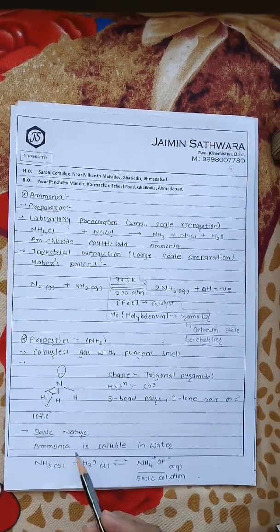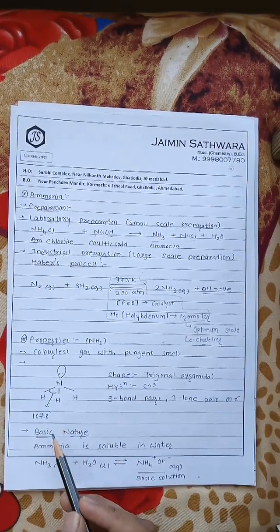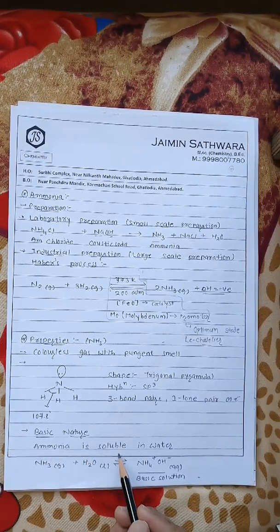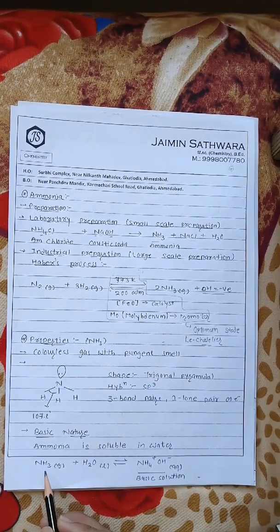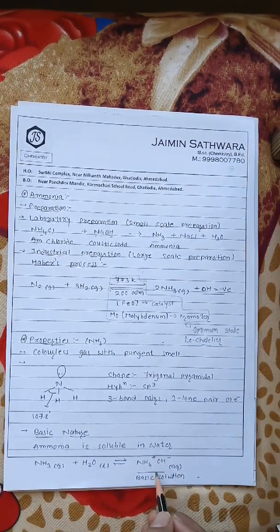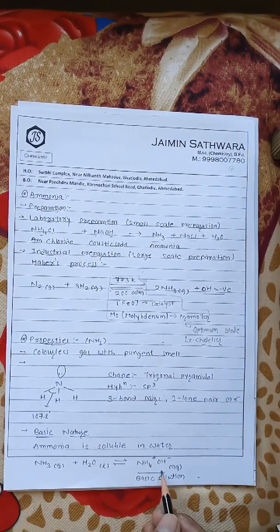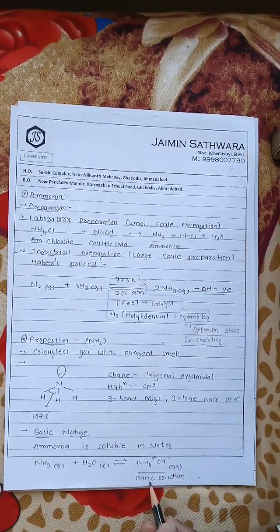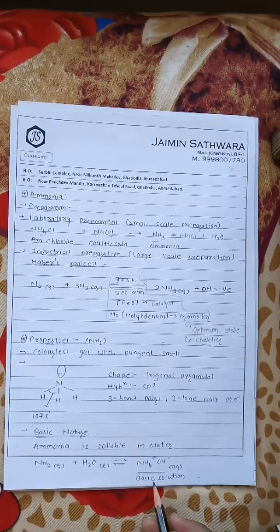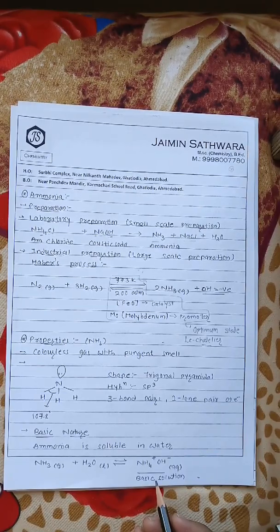Now, the properties: ammonia is soluble in water, and when we dissolve ammonia in water, it releases the OH minus ion. And we know that a substance which donates the OH minus ion indicates which type of nature? Basic nature. So we can say that the aqueous solution of ammonia is basic in nature.